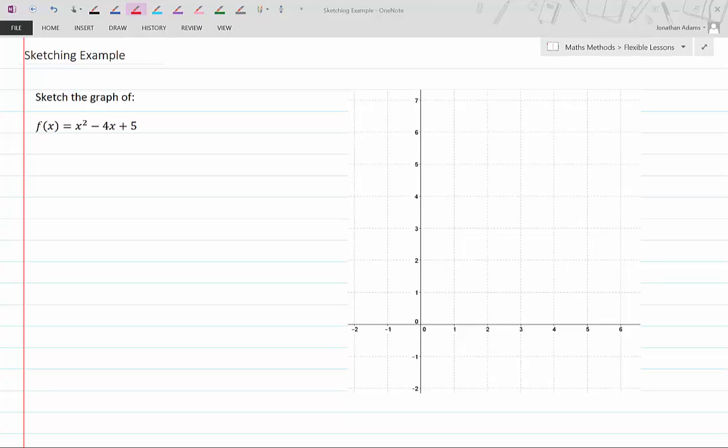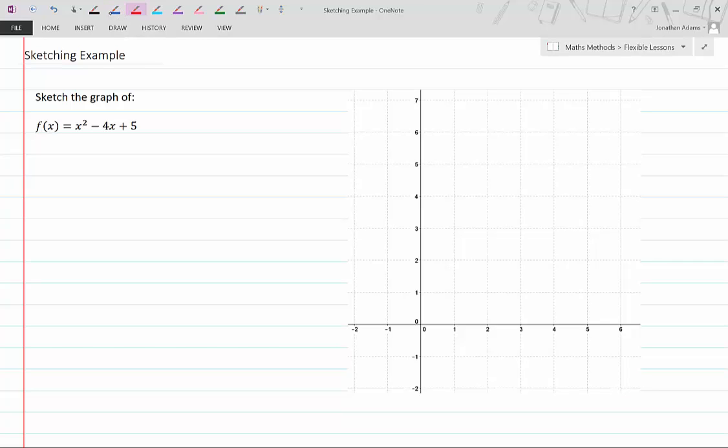Once we understand the relationship between a function and derivative, we've got to apply it to sketching the shapes of curves. This particular example here is a parabola we can see, f of x equals x squared minus 4x plus 5, and we want to have a go at sketching what this graph is going to look like.